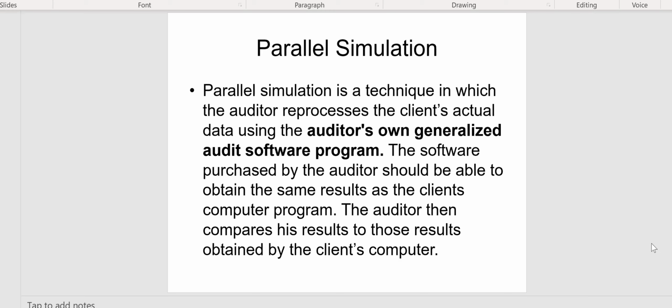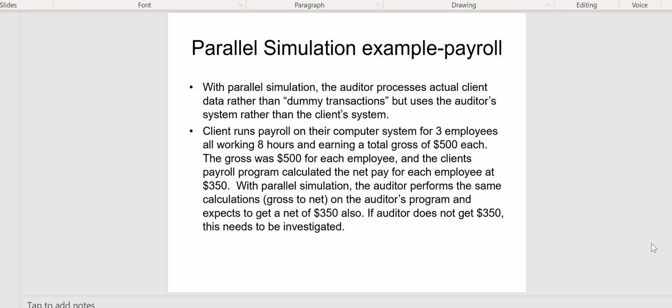The software purchased by the auditor should be able to obtain the same results as the client's computer program, or maybe the client hands the auditor a duplicate version of the program, depending on how they want to make this test. We're going to use client data, not auditor data, and we're going to compare two systems. The auditor then compares his results to those results obtained by the client's computer. So with parallel simulation, the auditor is going to process actual client data rather than dummy transactions, but we're going to use the auditor's system rather than the client's system.